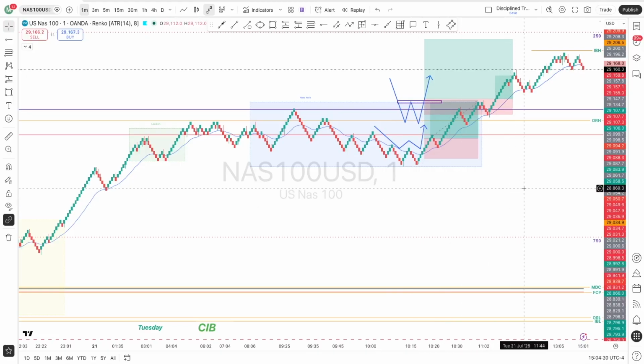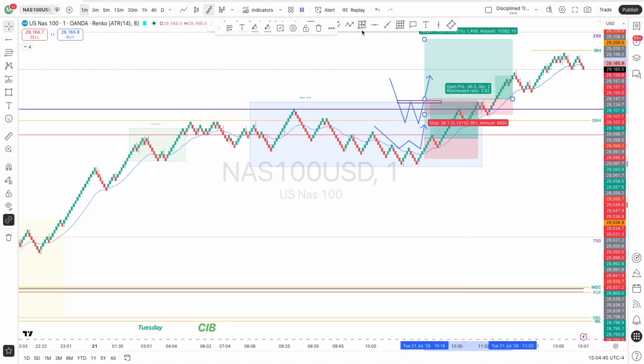There was nothing for gold for me. There was nothing on SP, even though SP copies NAS. But I just didn't like the setup on SP. I like the setup on NASDAQ and U30 today. So those are the trades of the day.